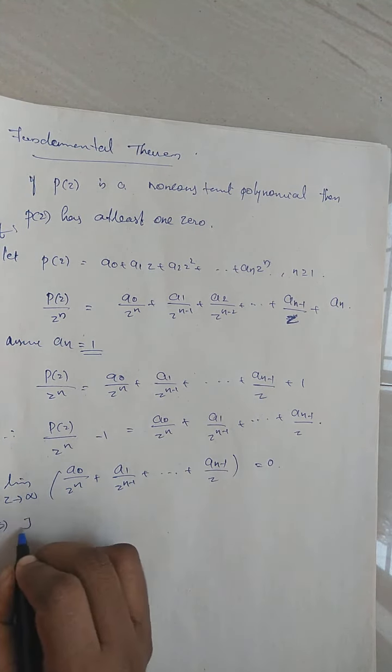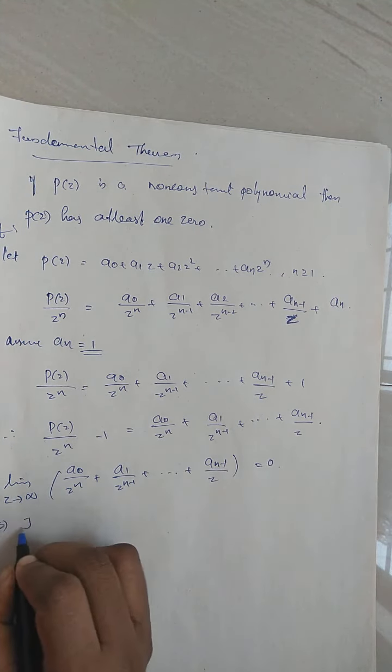So what is this? This is nothing but P(z) divided by z raised to n minus 1. So this can be written: modulus of P(z) divided by z raised to n minus 1 is less than 1 for every z such that mod z is greater than or equal to r. Which means that modulus of P(z) minus z raised to n is less than mod z raised to n on the curve mod z equal to r. Right?